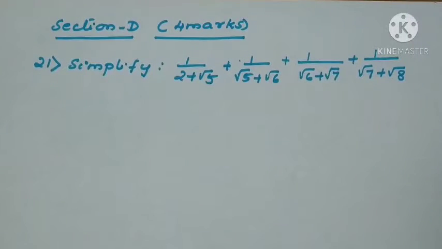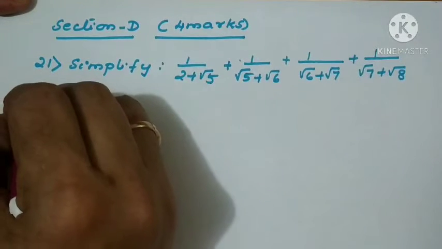Section D, it carries 4 marks. First question, simplify 1 by 2 plus root 5, plus 1 by root 5 plus root 6, plus 1 by root 6 plus root 7, plus 1 by root 7 plus root 8. Here children should not skip the steps because it carries 4 marks. So, solution now.